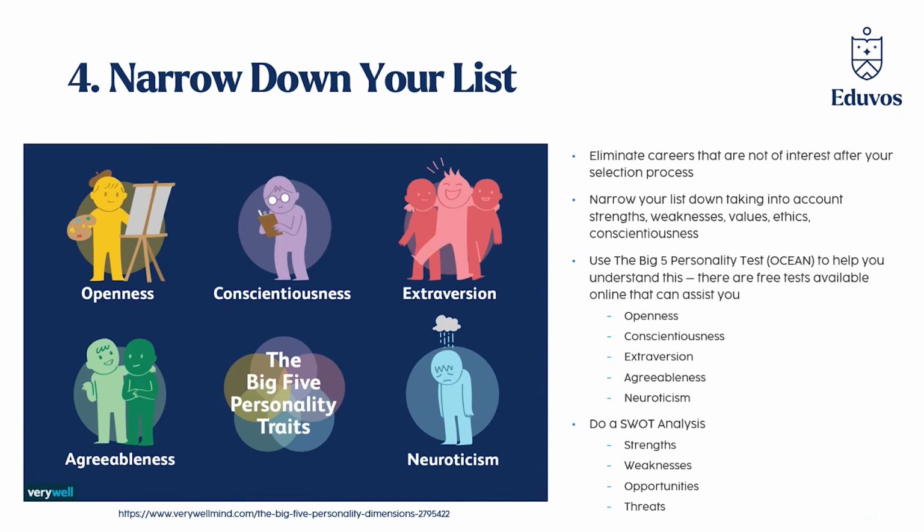Okay, and then also do a SWOT analysis. So strengths, weaknesses, opportunities, threats. Now, what does that mean? Strengths, what are your strengths? Okay, so are you a talker? Are you a doer? Are you a thinker? Okay, are you kind? Are you courteous? Are you extroverted? Okay, and what are your weaknesses? Are you stubborn? Hard-headed? I know it's roughly the same thing, okay?